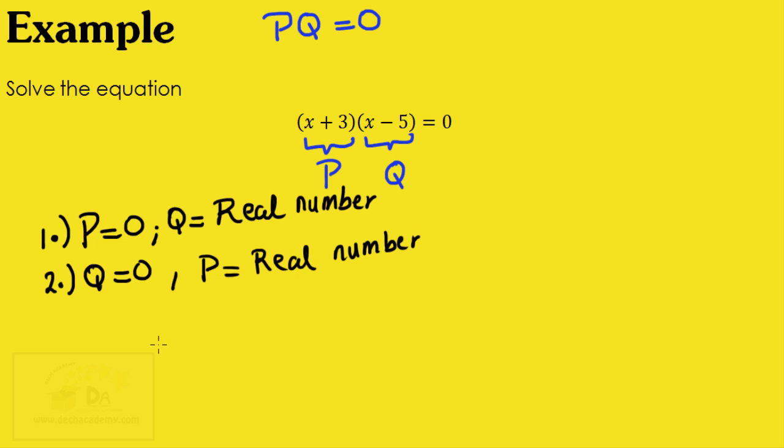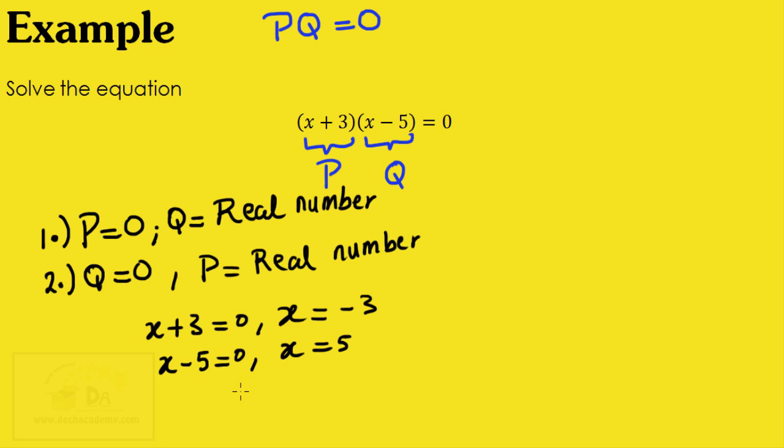Which means that the first solution is obtained by saying p equals 0. What's p? P is x plus 3. x plus 3 equals 0 gives x is equal to minus 3. And then for our second solution, q equals 0, which means x minus 5 is equal to 0, and that means that x is equal to 5. So we have our two solutions to this equation. The first one is x1 and this is x2. x1 is minus 3 and x2 is equal to 5.